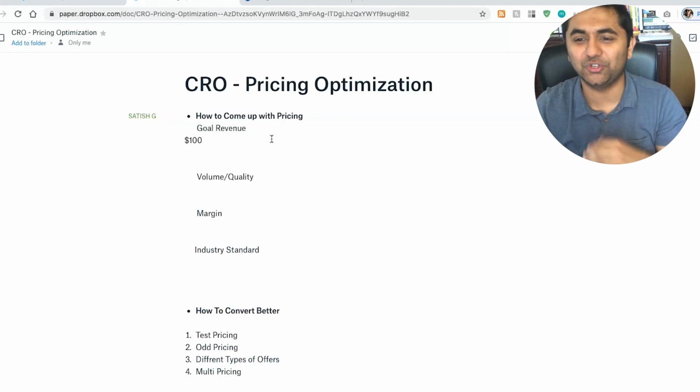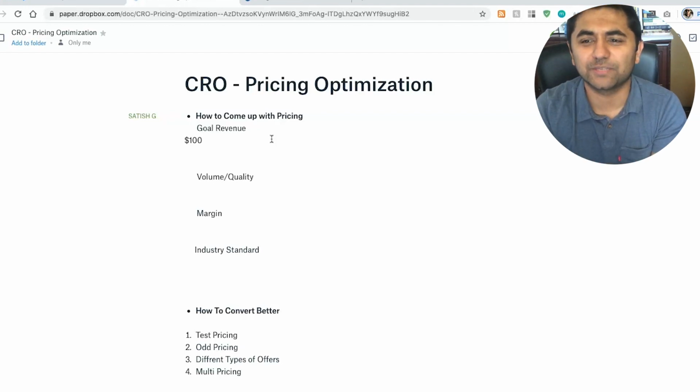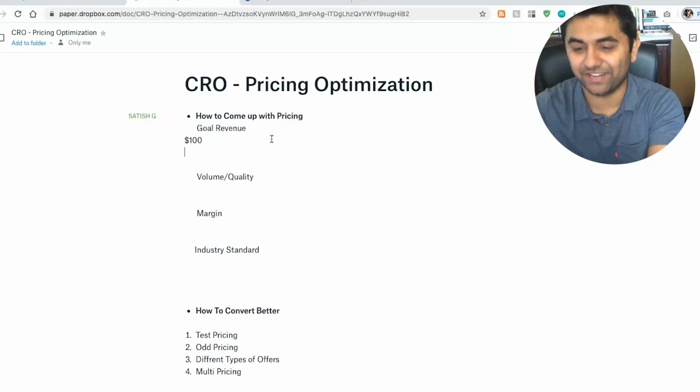So goal revenue is pretty much, how much money do you want to make per year? Come up with a goal. Make sure it's realistic. Don't be like 1 billion. Be realistic. $1 million, $5 million. Make sure your industry can generate that revenue and make sure it's realistic based on your resources. So let's pretend $100, okay?